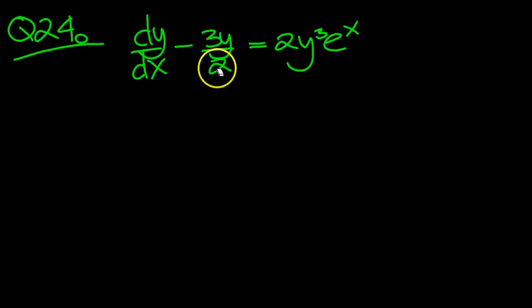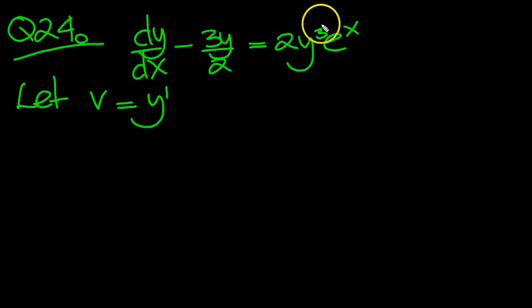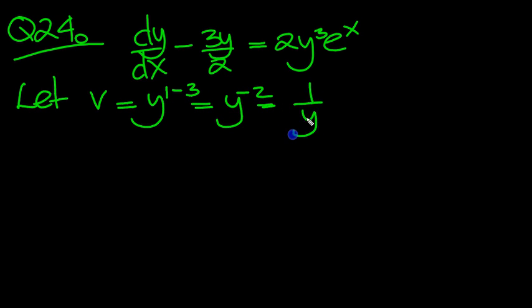dy/dx minus 3y over 2 equals 2y cubed e to the x. Let's make the substitution. Let v equal y to the 1 minus n. Everything's arranged in the correct positions, so n is 3 here, isn't it? So that's y to the minus 2, which equals 1 over y squared if we wish.